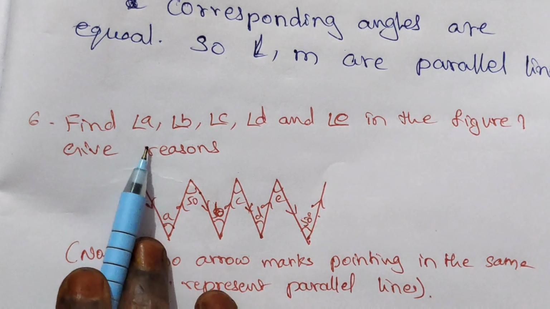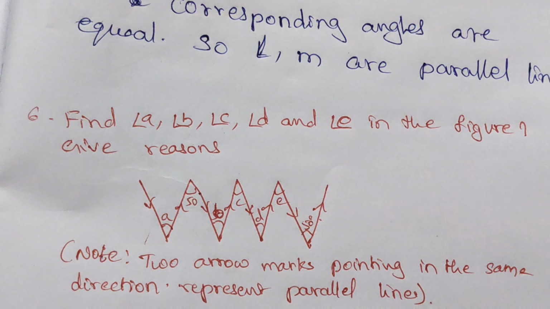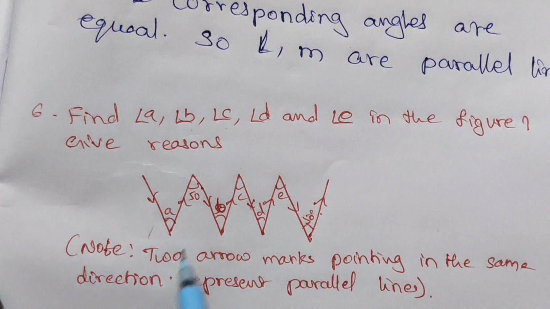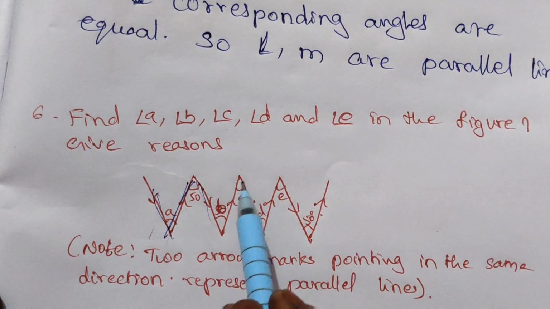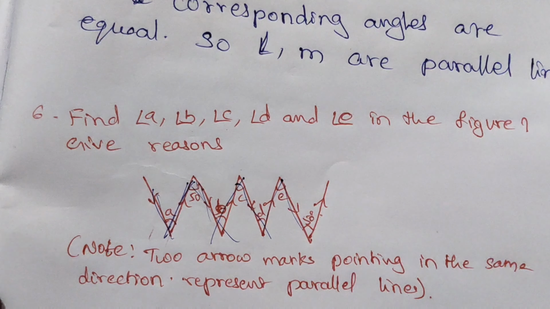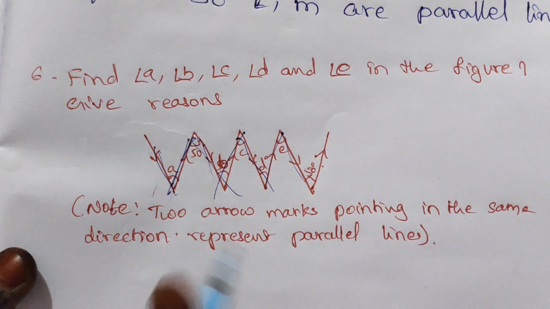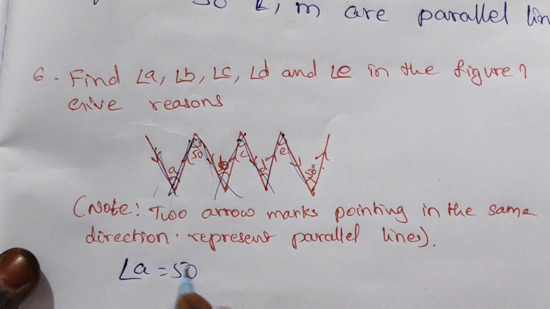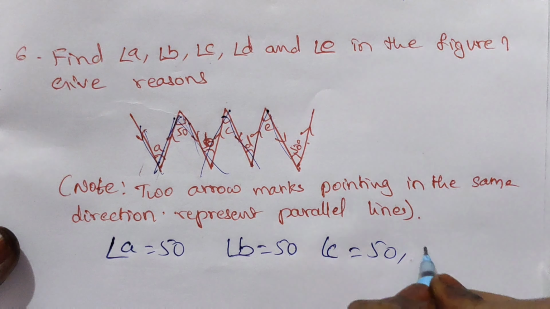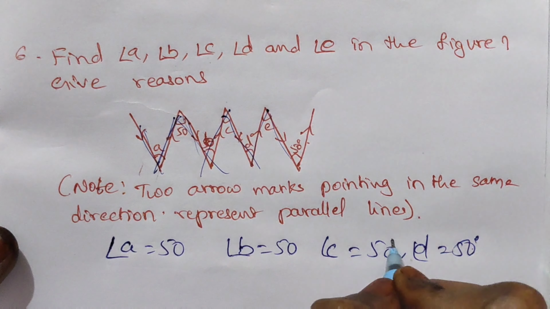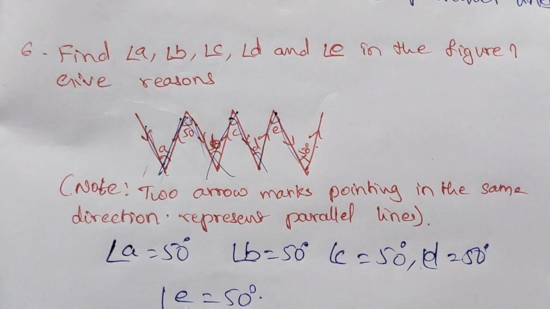Next question. Find angle A, angle B, angle C, angle D and angle E in the figure. Give reasons. Here these lines are parallel lines. So alternate interior angles are equal. So angle A is equal to 50 degrees, angle B is equal to 50 degrees, angle C is equal to 50 degrees, angle D is equal to 50 degrees, angle E is equal to 50 degrees. That's it. Exercise complete.